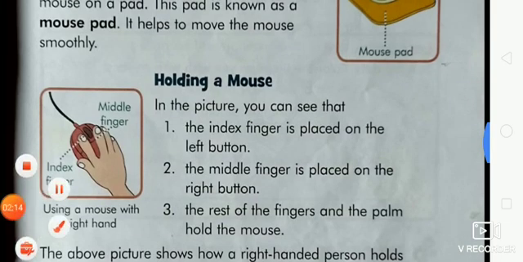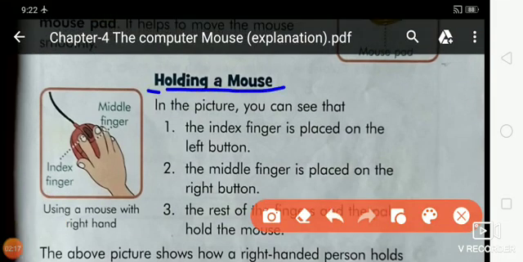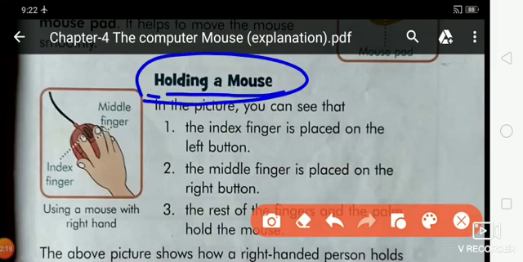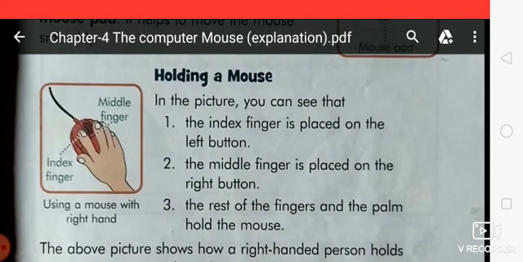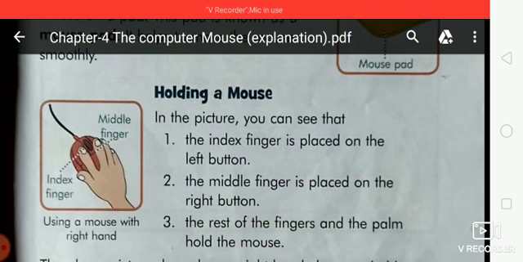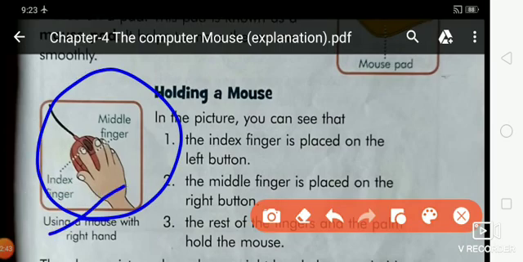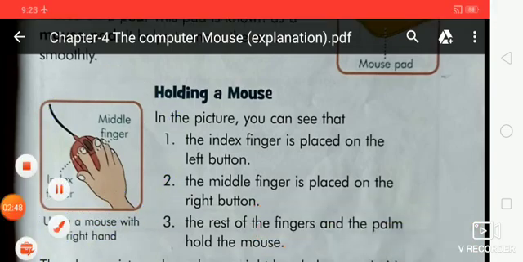From this heading we will start reading this chapter. Now students, in this video lesson we will learn how we should hold a mouse, what is the proper way to hold a mouse. Is that clear? Now students, look at this picture. This is how we should hold a computer mouse. We are not talking about the real mouse, this is a computer mouse.